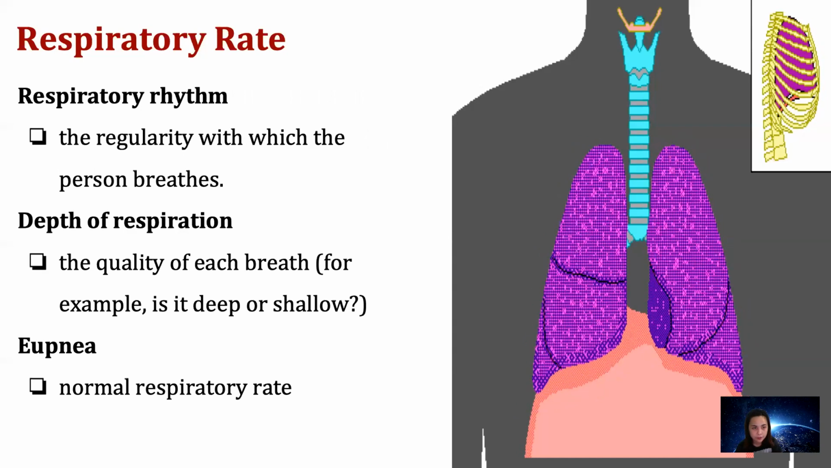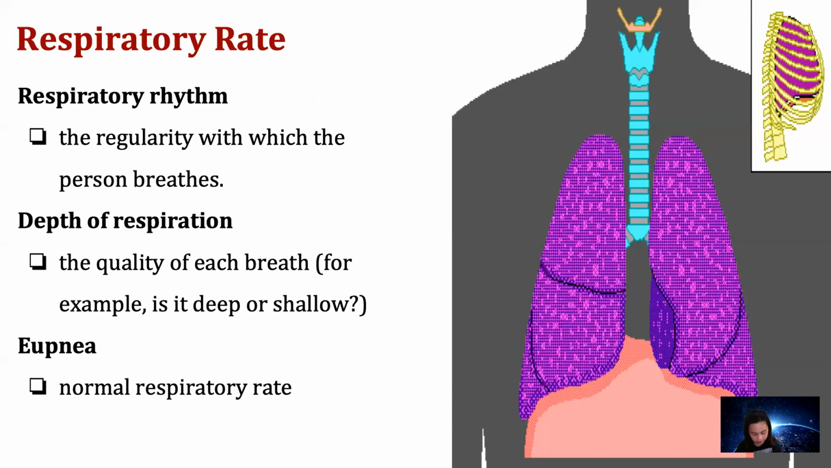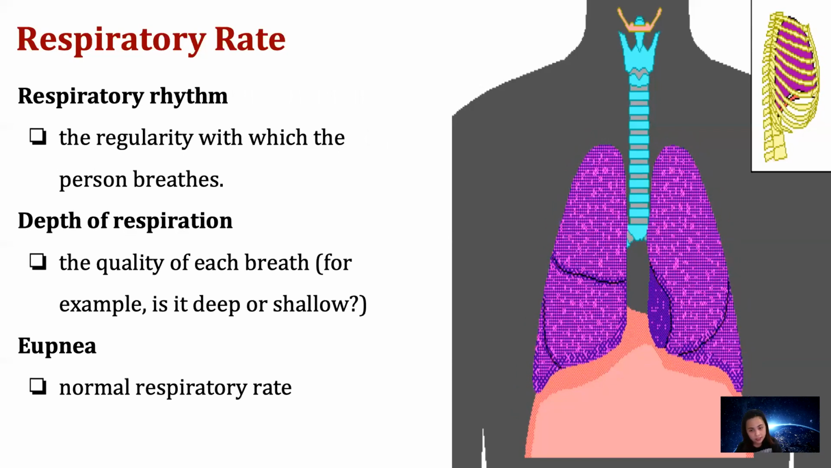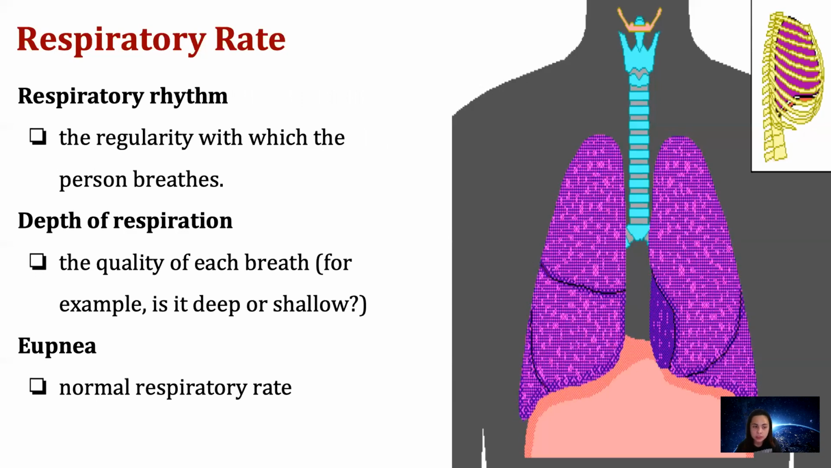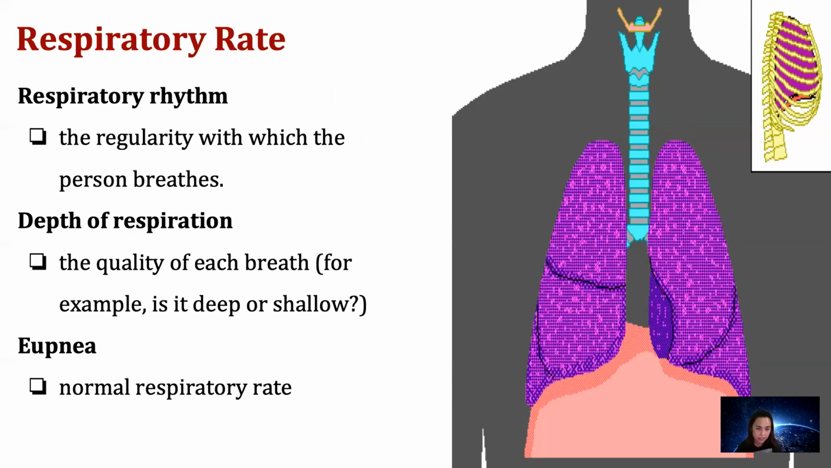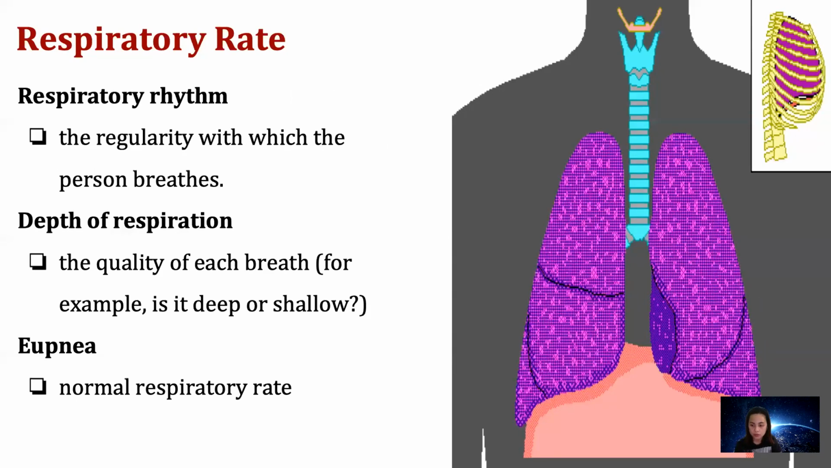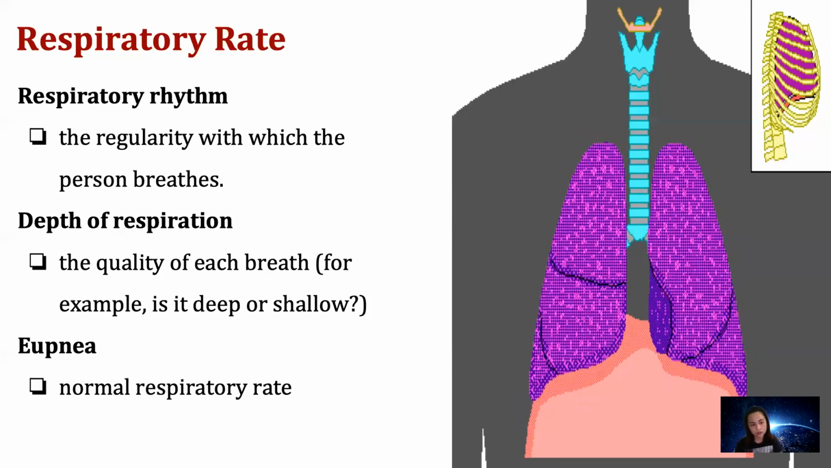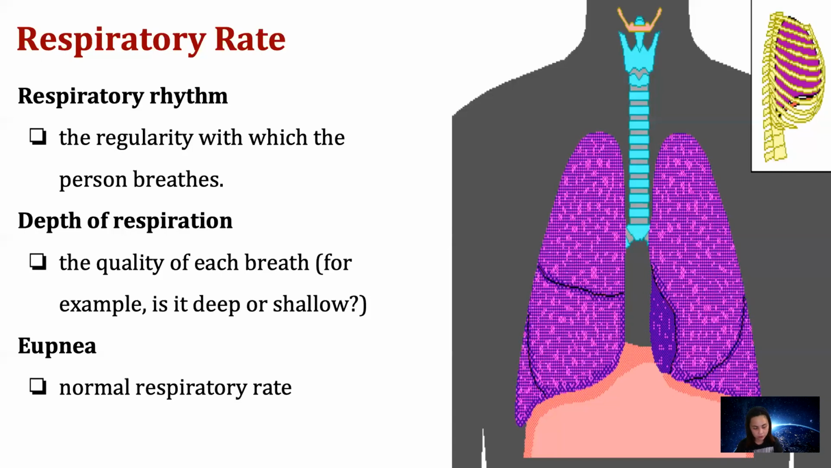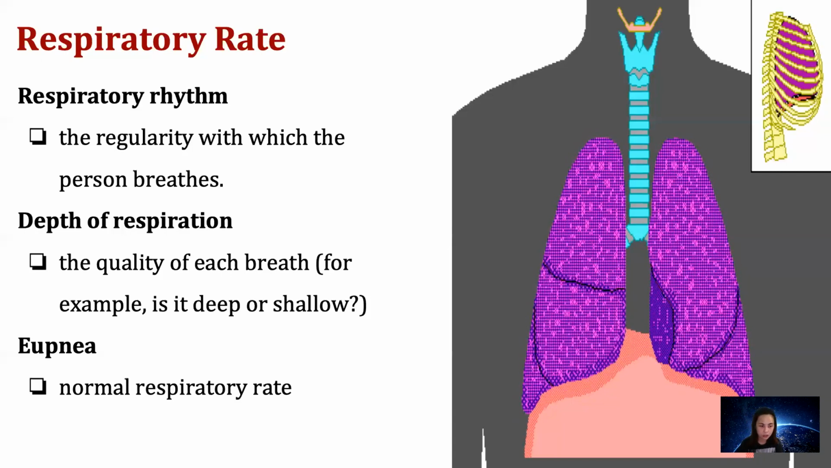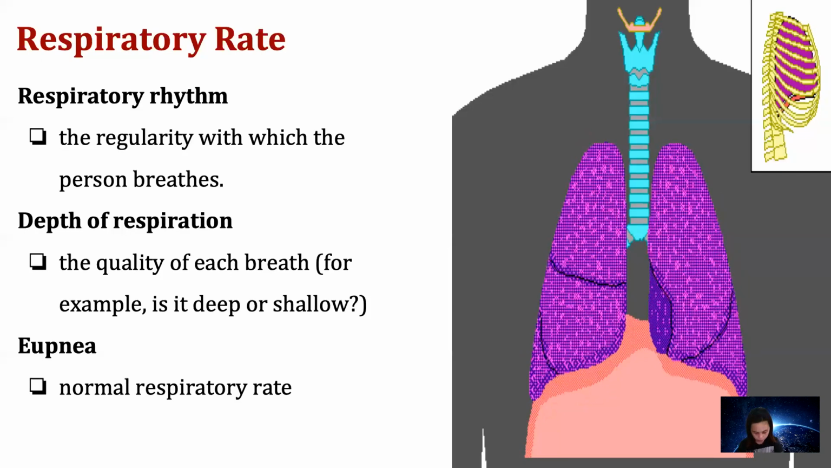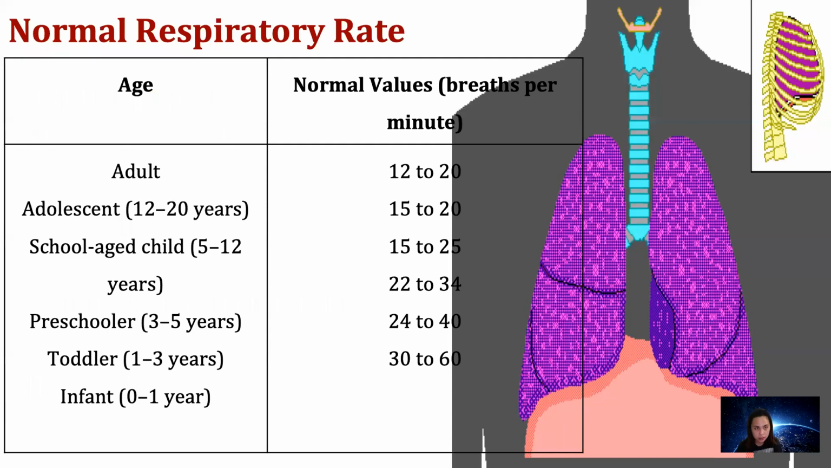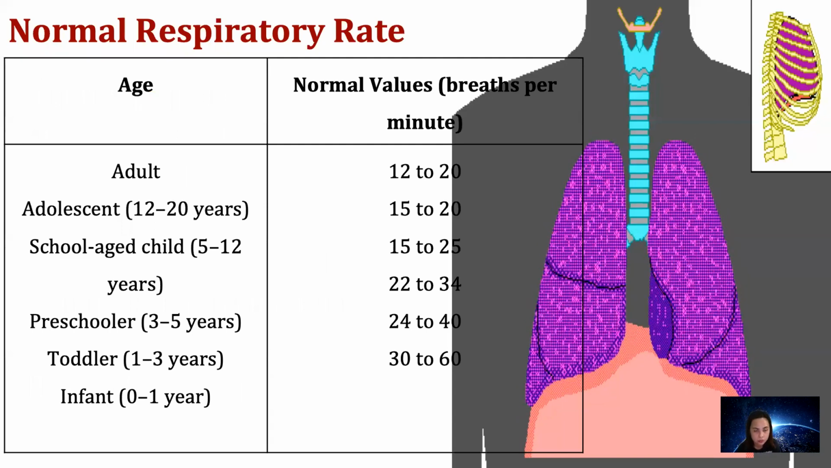So, we have different terms used in respiratory rate. We have the respiratory rhythm. How regular is the patient's breathing? Then, we have the depth of respiration. How deep is it? Some are very shallow. So, that is the depth of respiration. We also have eupnea. Eu means normal. So, eupnea means normal respiratory rate.